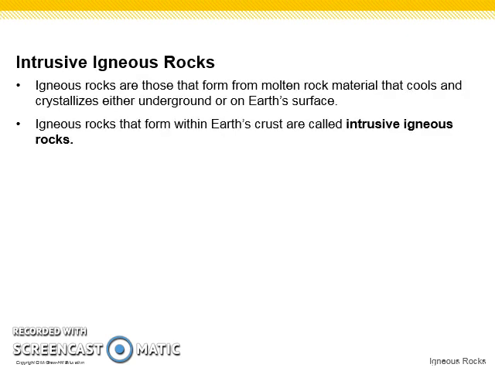So let's talk about igneous rocks. This one is intrusive. Above intrusive, I would like you to write inside. Igneous rocks are those that form from molten rock material that cools and crystallizes either underground or on Earth's surface. Igneous rocks that form within Earth's crust are called intrusive igneous rocks. Again, underneath intrusive, I want you to write inside Earth.